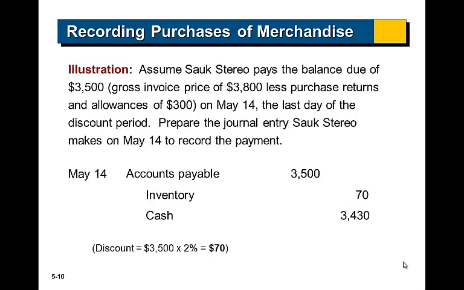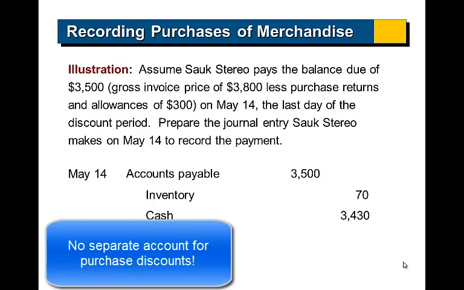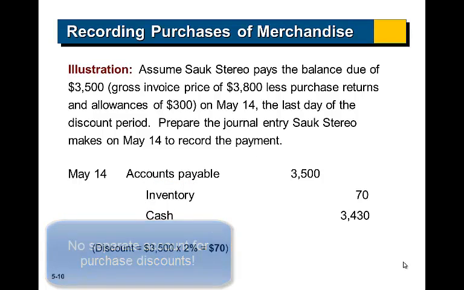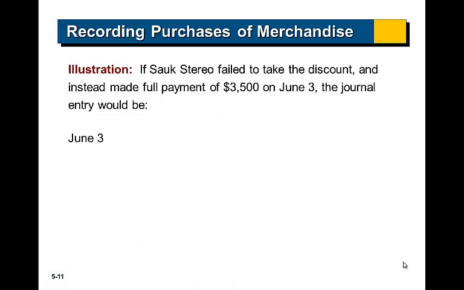Similar to purchase returns and allowances, we directly credit inventory for purchase discounts to reduce our inventory so our inventory balance reflects the true cost of our inventory. Remember, there is no separate account for purchase discounts. If SOC didn't take advantage of the discount, the journal entry to record the payment would simply involve a debit to accounts payable for $3,500 and a credit to cash for $3,500.